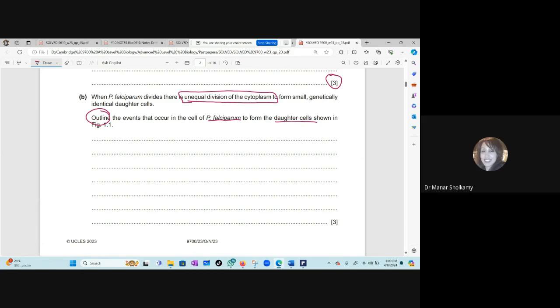Interphase. Yes, it starts in interphase. And what happens in interphase? Growth. Which growth? G1. Yes, G1. And then? Growth of the cells. Then S phase, they replicate the DNA.